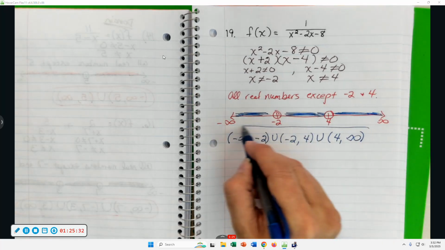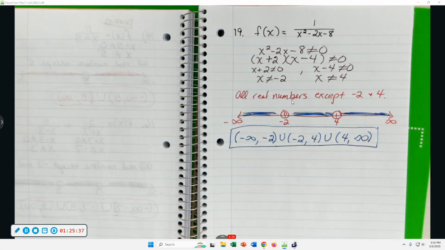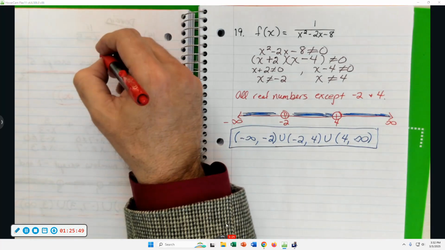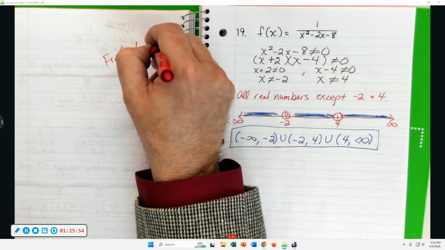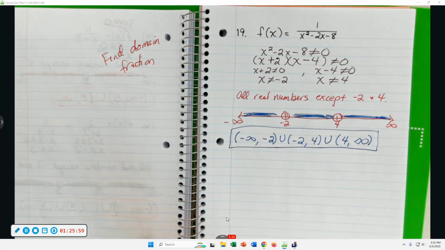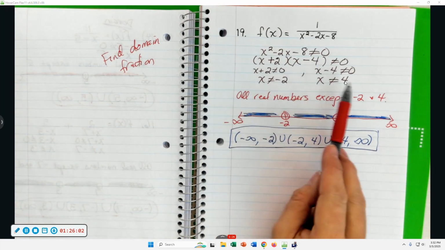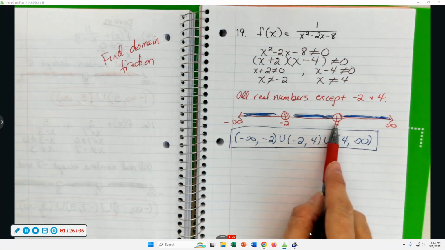Notice, let's go back. Notice we're not testing any intervals here. We're not trying to figure out an inequality. All we do is label those denominator cut points and say we don't want to use those, anything else. There's no testing intervals. If you're told find the domain and you have a fraction, then you find where the denominator's 0, and then you're going to use every interval excluding those numbers.